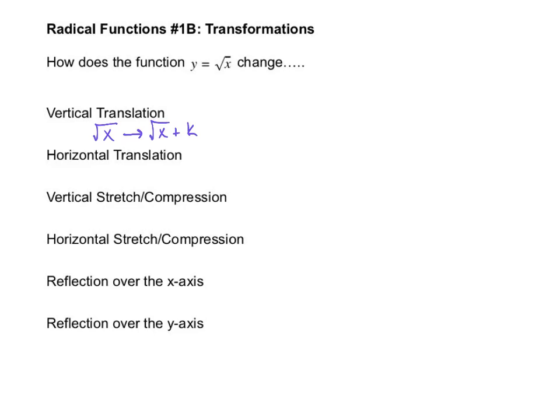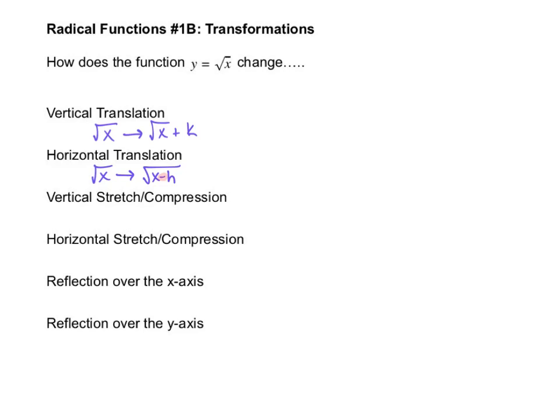If you move on to horizontal translations, that's where the square root of x turns into something like the square root of x minus h. All right, now remember, this is where we want to think opposite for the horizontal translations because of this little negative sign right in there. All right, so think opposite.